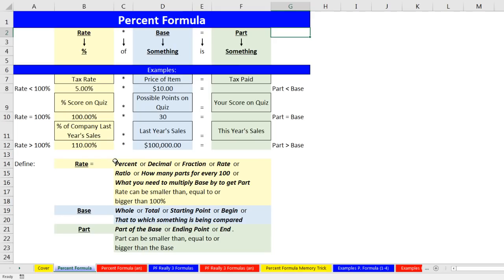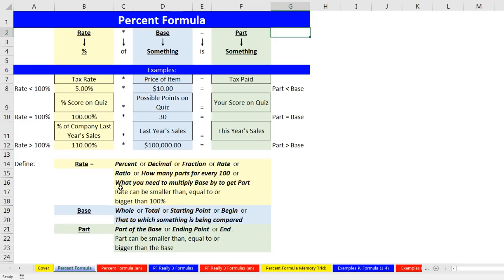Now, before we look at our first three examples and then a bunch of other examples, it's always helpful to define our variables or our terms. Rate, oftentimes communicated as a percent, but as we've seen in this class so far, it could be a decimal, a fraction, a rate, or a ratio. The rate is also going to represent how many parts for every 100. The tax rate represents how many pennies out of 100. A 75% score on a test represents 75 points out of every 100.